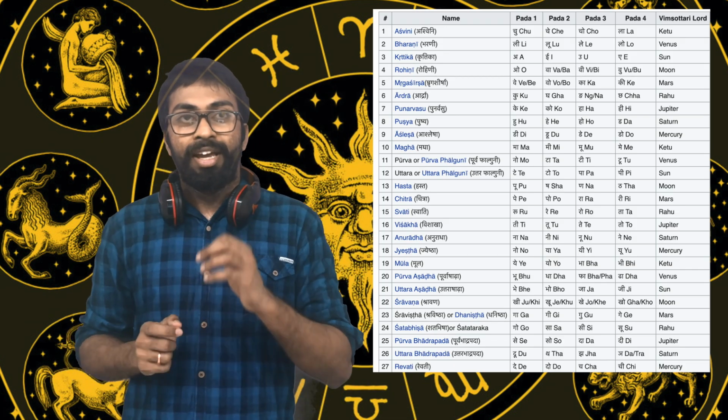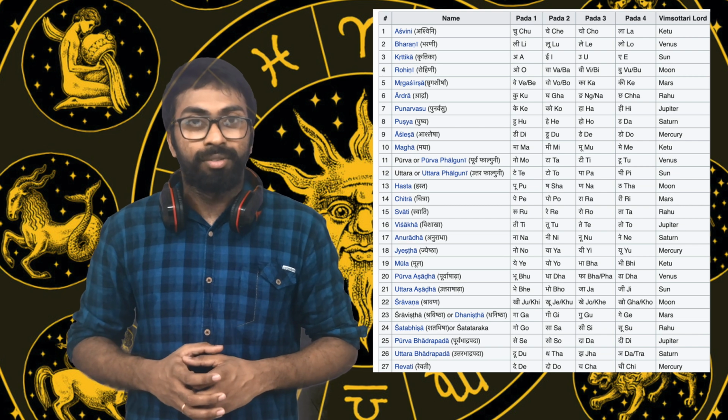When all 4 padas of a nakshatra are in one Rashi, then it is called a Chatushpada nakshatra. When 3 padas of a nakshatra are in one Rashi, then it is called a Tripad nakshatra. When 2 padas of a nakshatra are in one Rashi, then it is called a Dvipad nakshatra. Each pada has a letter assigned to it, which is used to give the name for a boy or a girl. Here is an image, have a look over it.